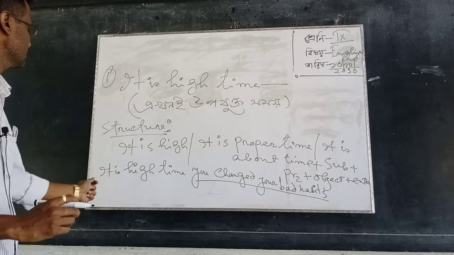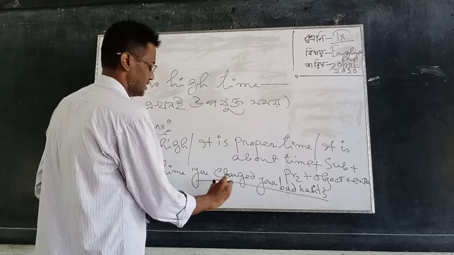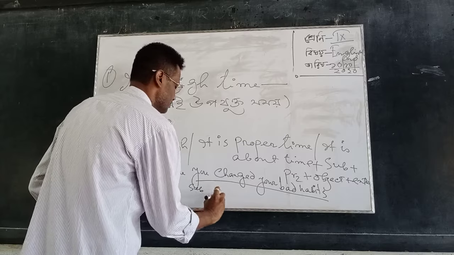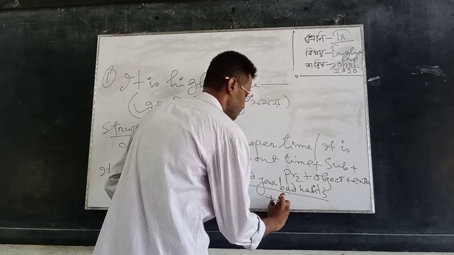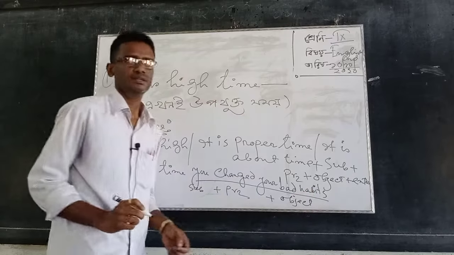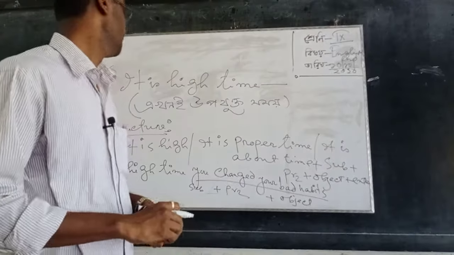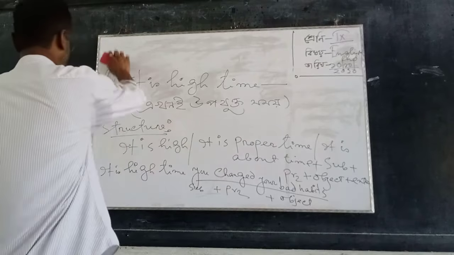This is the sentence: it is high time. Next clause: subject plus PV2 plus object. Is it clear to you, my dear students? Next rule.